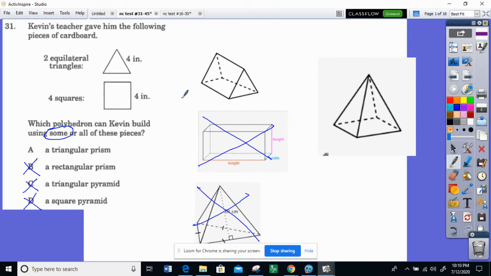So he would want to build the triangular prism using 2 of the triangles as his bases, and then he would only need 3 of these 4 squares, as long as this was 4 inches. Those were all the same all the way around. He would just need to be sure that this length right here was 4 inches, and he would be set.